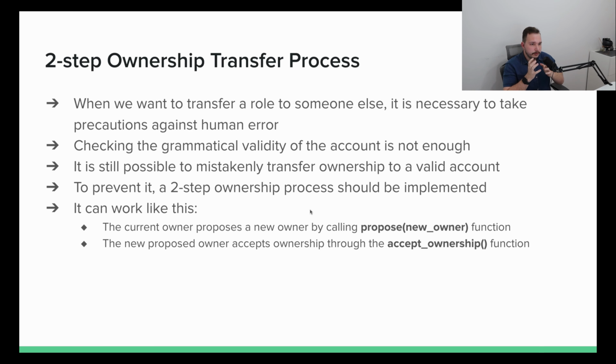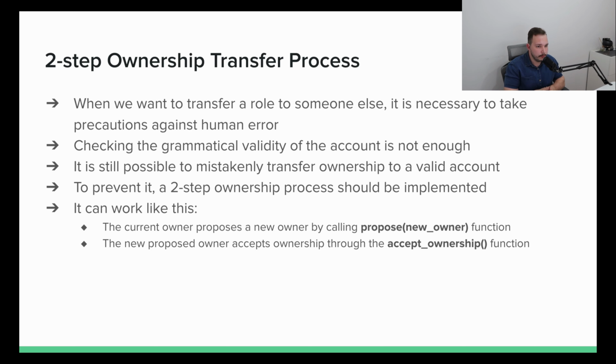So when we want to transfer a role to someone else, it's necessary to take precautions against human error. It's not enough to just check the grammatical validity of the account, because it's still possible to mistakenly transfer ownership to a valid account. So we can just mistakenly enter a valid account, and ownership of the contract might get transferred there.